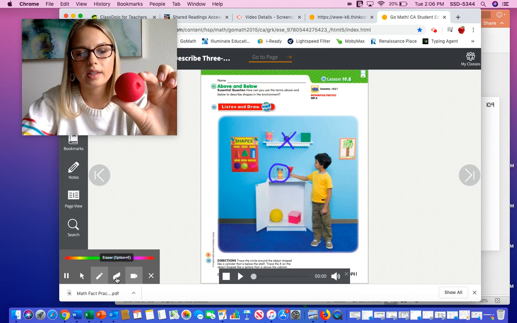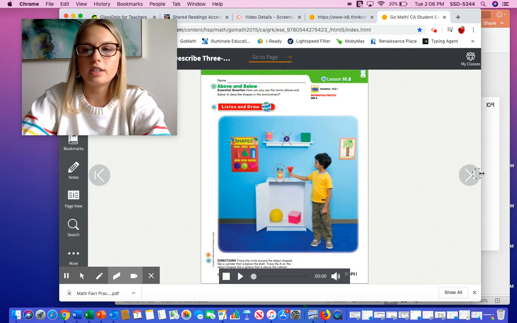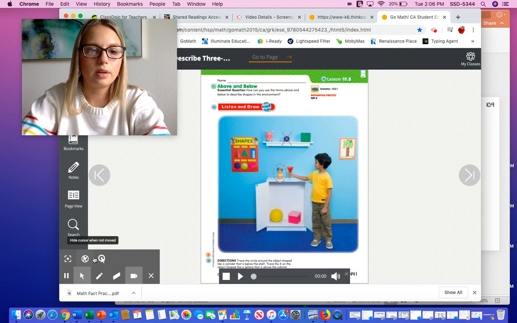Good job. All right, I'm going to erase mine. You're going to keep yours. Let's turn to the next page. Take your Post-it or your bookmark with you.